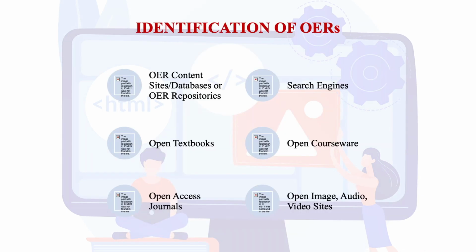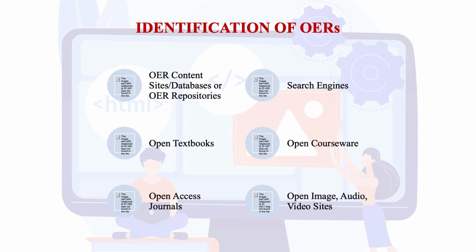Maybe this is one of the easiest methods of identifying OER: the OER content sites, or we call them databases or OER repositories. The second is open textbooks. You can search for open textbooks. The third is open access journals. You can make use of open access journals. Then the most popular, the normal search engines like Google search.